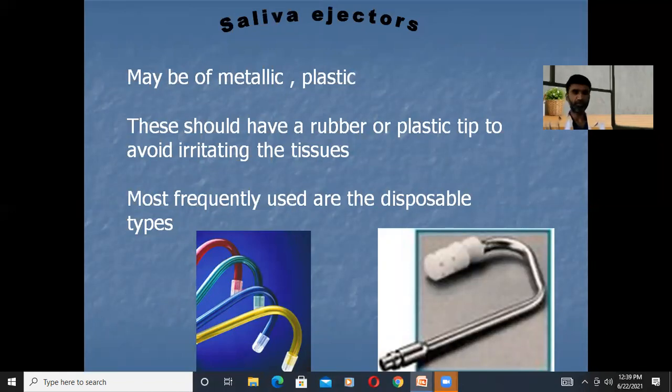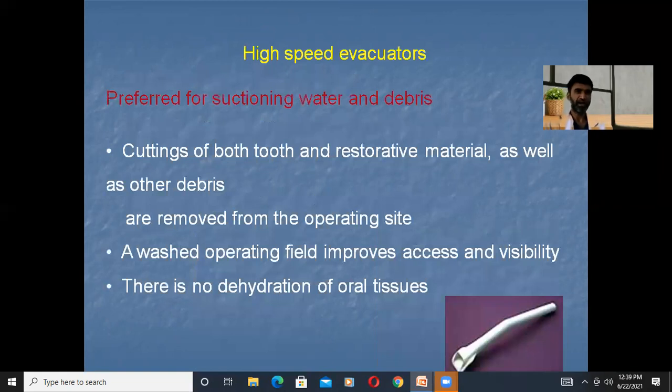It may be made of metal or plastic. We should have a rubber or plastic tube to avoid irritating the tissue. Most frequently used are the disposable types. High-speed evacuators are preferred for suctioning water and debris. Cutting debris of both tooth and restorative material, as well as other debris, is removed from the operating site. A washed operating field improves access and visibility. There is no dehydration of oral tissues.